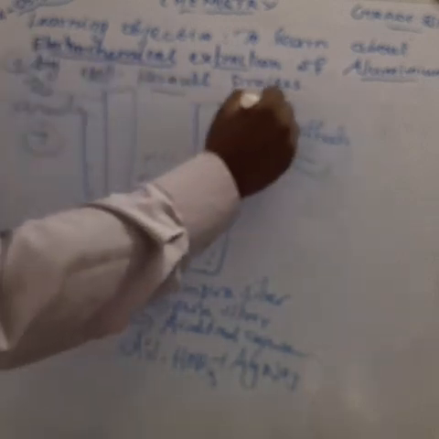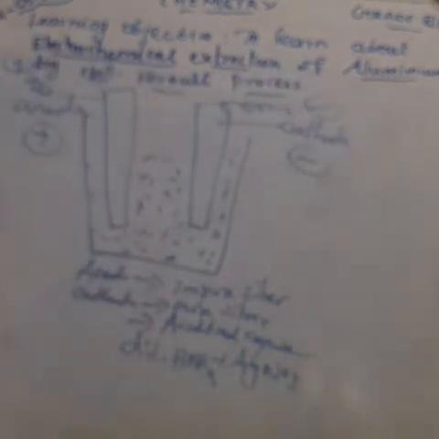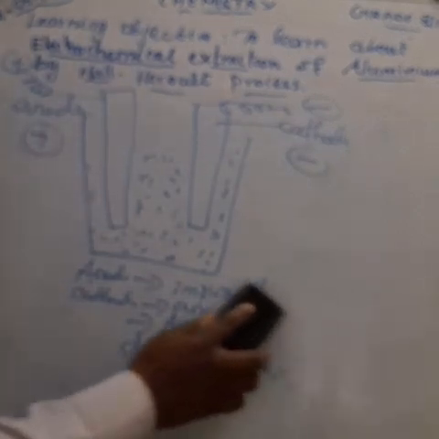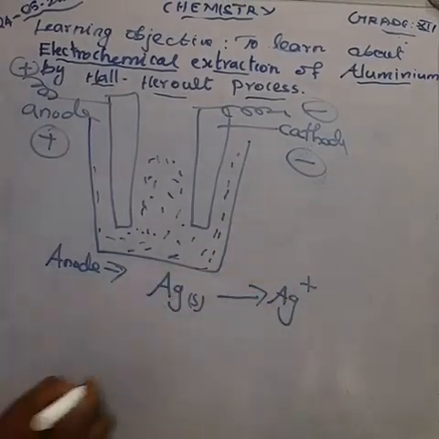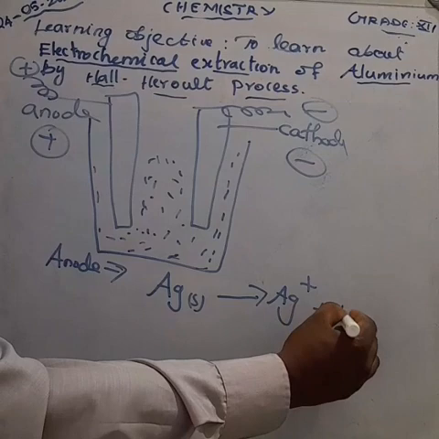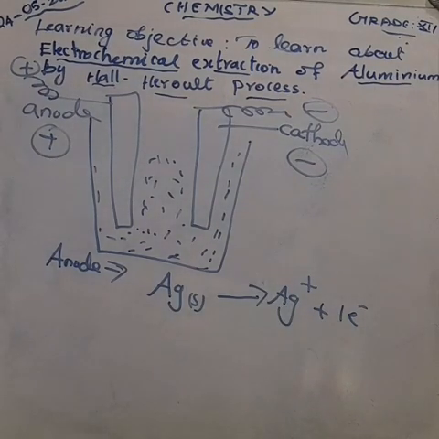What happens when current is passed? When current is passed through the electrodes, the following reactions take place. First you have to write the reaction at the anode: Ag, solid state, is converted into Ag plus ions, aqueous. Plus means loss of one electron. So we write one electron, e minus.